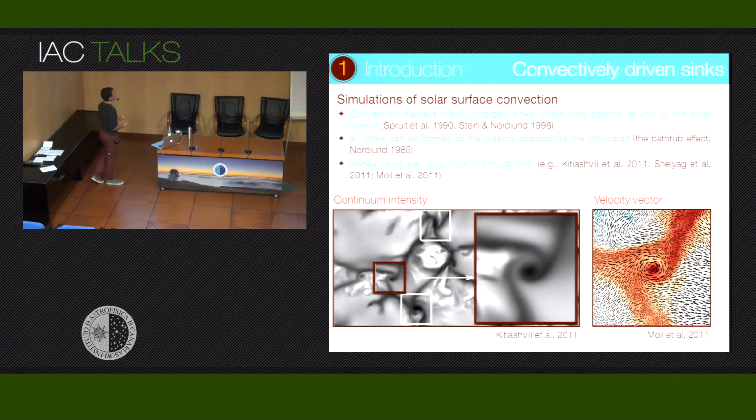In particular, I show the continuum intensity map, where we can see 3 different vortex-like features. Here I also show the velocity vector of one of those vortex-like features. In particular, a black arrow shows the horizontal component of the velocity, and in colors we show the line of sight velocity. In red we have downflows, and in blue we have upflows. So we can see that within this vortex feature we have a localized downflow.